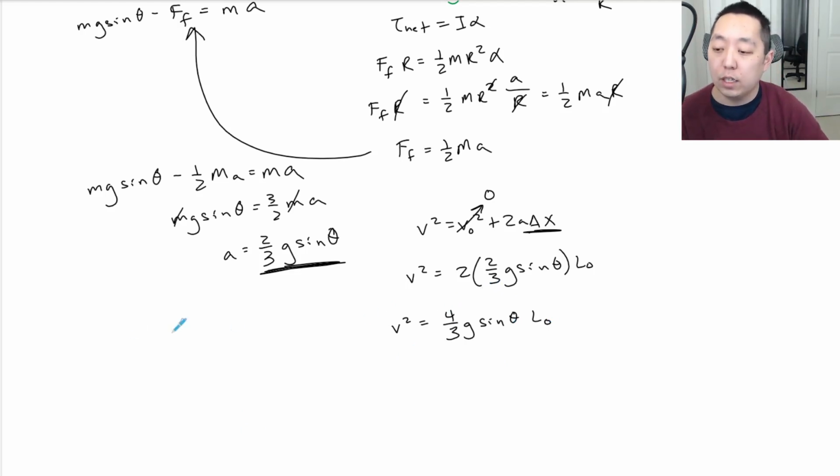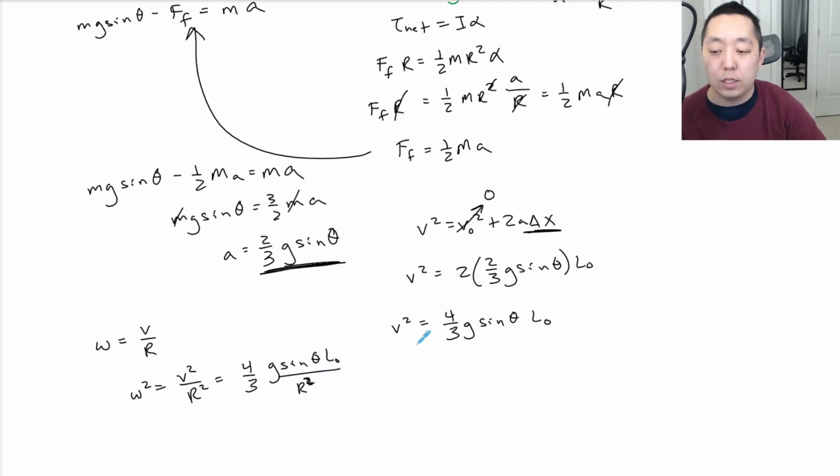And let's talk about its angular velocity. Angular velocity, if it's rolling without slipping, is equal to v over r. Actually, let me just solve for omega squared instead, so I don't have to deal with the square root. So omega squared is v squared over r squared, so it would be 4/3 g sine theta L0 over r squared. So we did a lot of computations here, but we found what omega squared is and what velocity squared is.